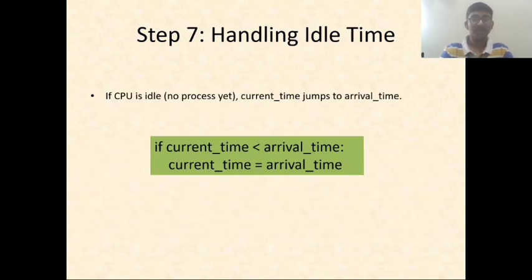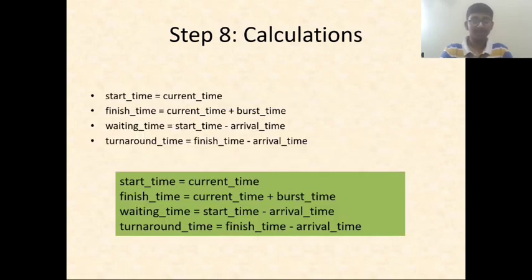Step 7 is handling idle time. If CPU is idle, it means that if no process has been allocated to the CPU, then current time jumps to the arrival time. Step 8 is calculating.